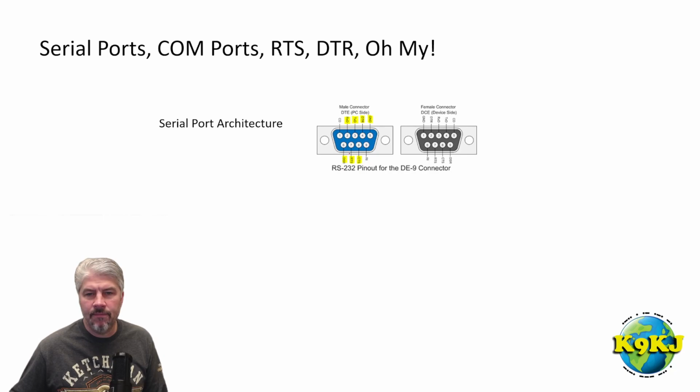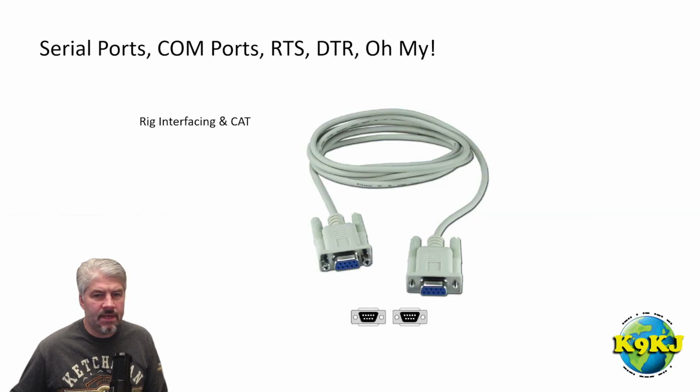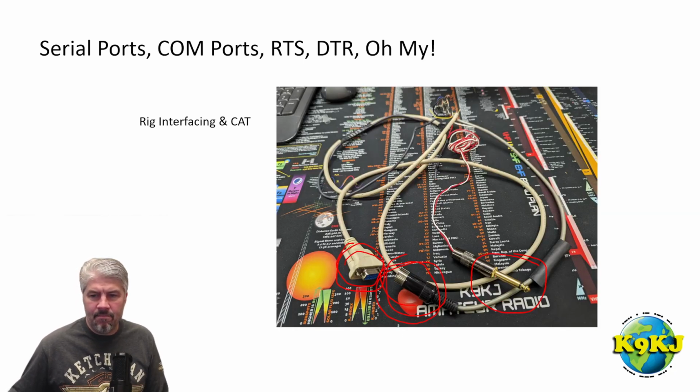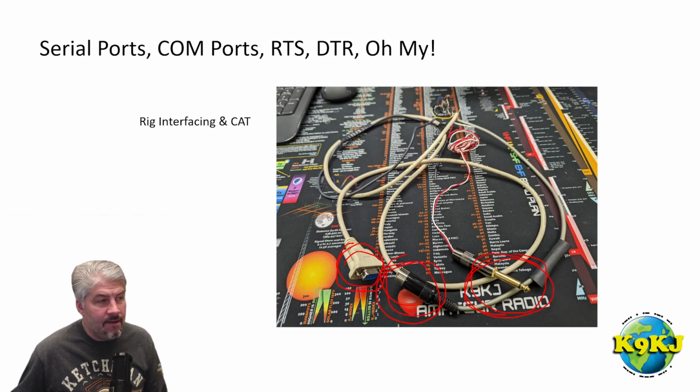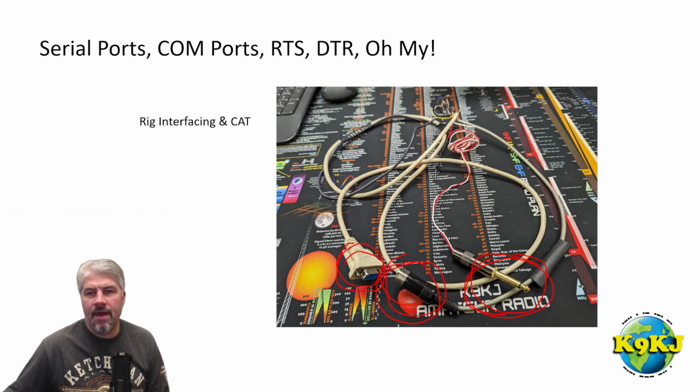But let's go back to this here. I like to use the RTS pin, so that's pin 7 on the male side of the connector. So pin 7 is going to be connected to my CW plug. And then pin 5 also needs to be connected to it, because pin 5 is ground, and we need a ground for a complete circuit. So that's how that mess happened up here.